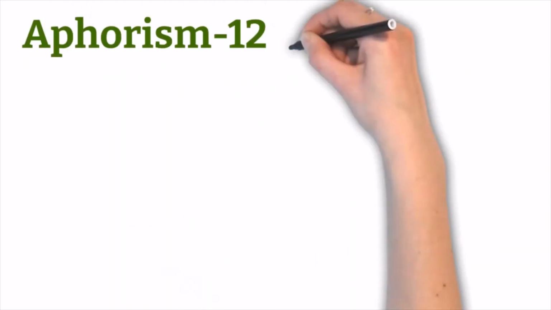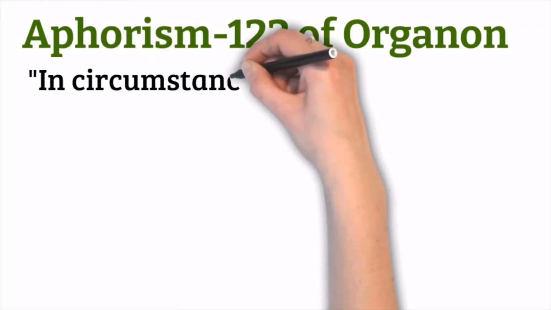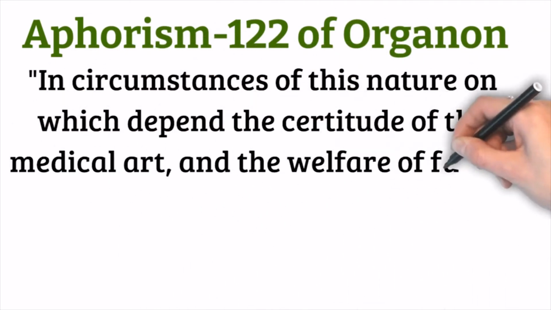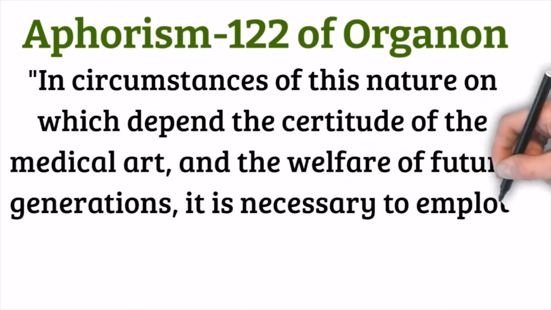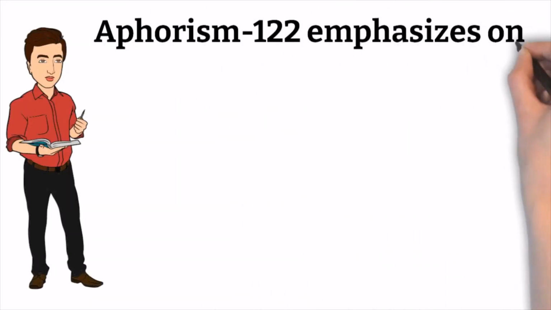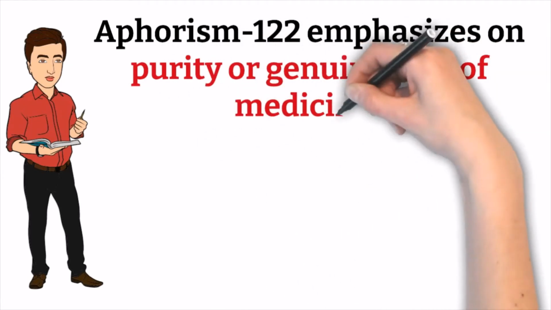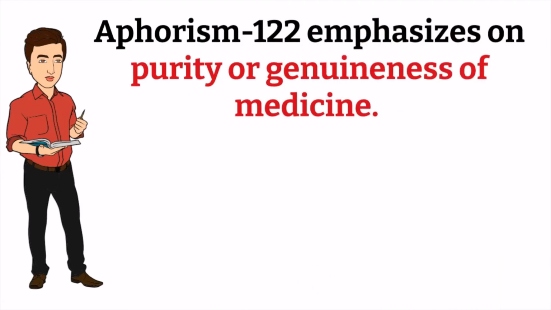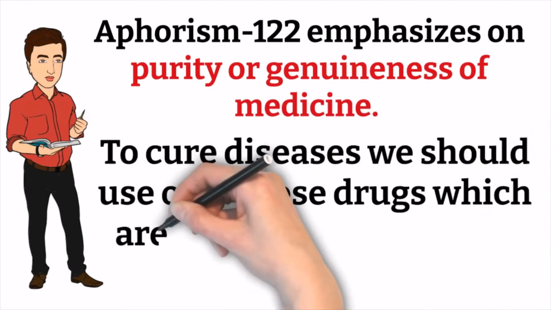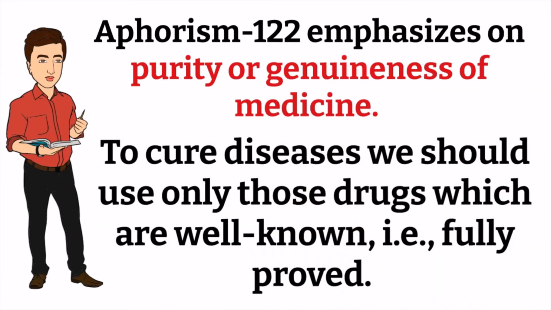In aphorism 122, Hahnemann says, in circumstances of this nature on which depend the certitude of the medical art and the welfare of future generations, it is necessary to employ only medicines that are well known. So this aphorism emphasizes the purity or genuineness of medicine. That is, to cure diseases we should use only those drugs which are well known. That means fully proved.